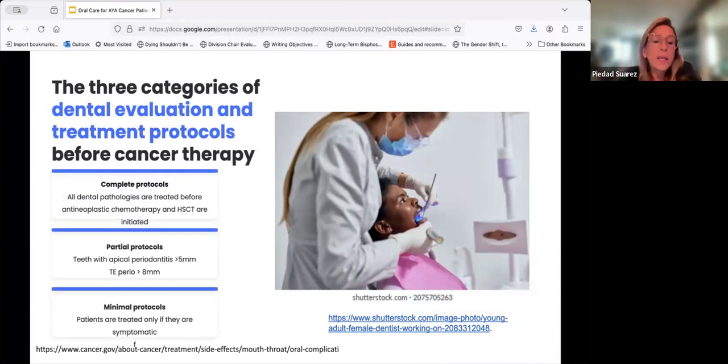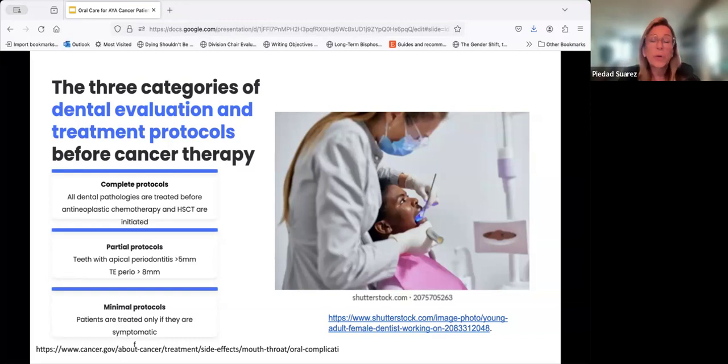There are 3 different categories that they divide the dental evaluation and treatment protocols. My personal opinion is that the complete protocol is better, because, again, from my experience with people who, for some reason, have to start treatment immediately and are not able to complete the treatment, sometimes things complicate. So if time allows, I am always in preference of completing the treatment before you start the chemotherapy or radiation therapy, because that is going to save you a lot of problems in the future.